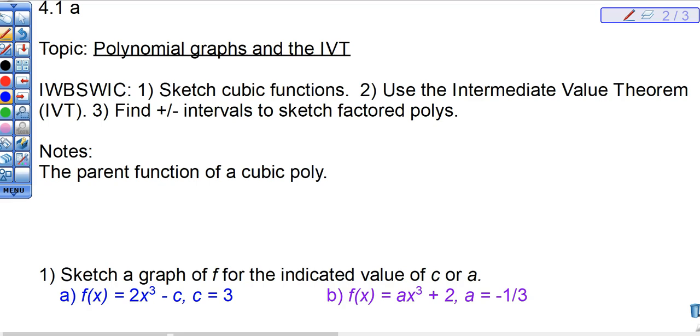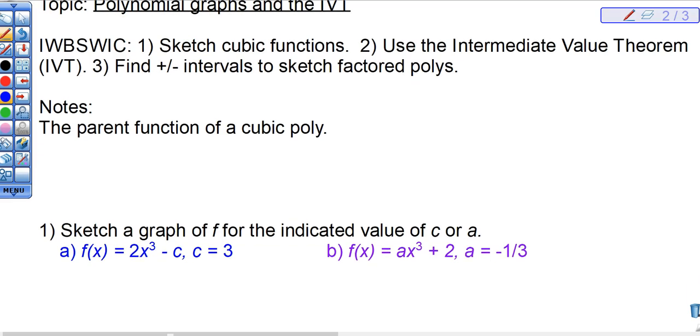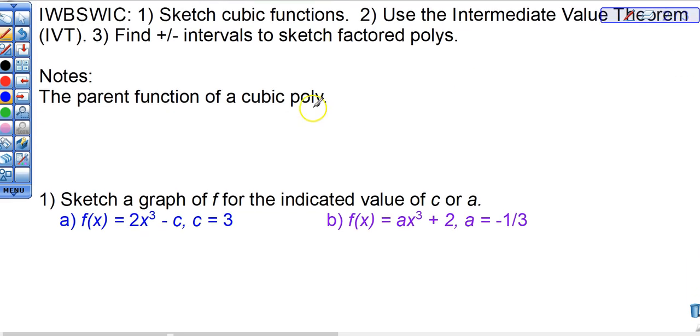Okay, so today's objective: polynomial graphs, just a little introduction, and the intermediate value theorem. So we'll start off with sketching some cubic functions, which are polynomials, and then we'll see where we go from there. So let's start with the parent function of the cubic polynomial. The parent function is f of x equals x cubed.